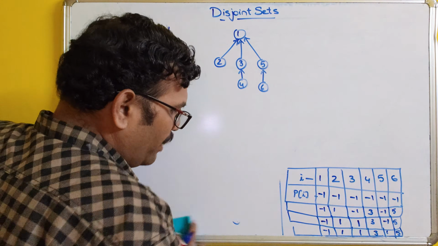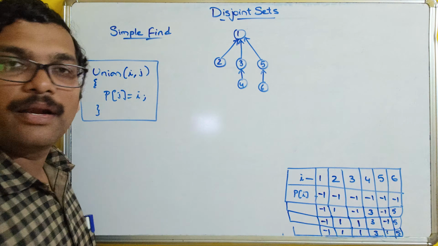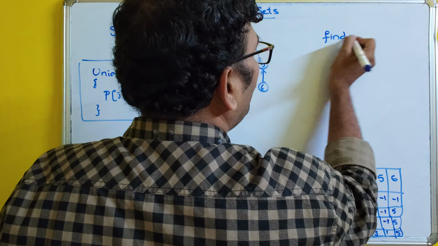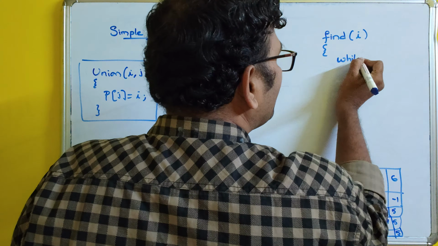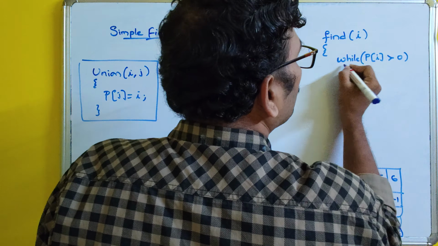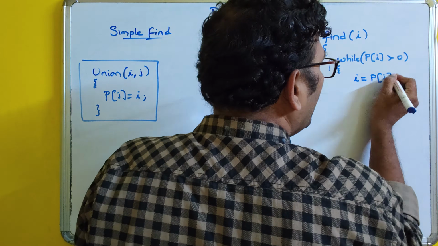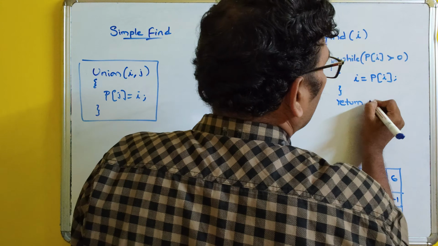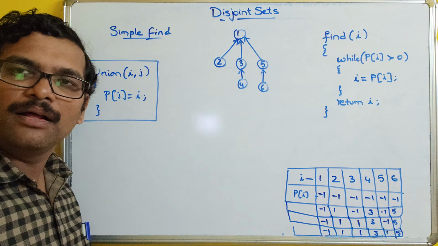So what we have to do? We have to find the element from this particular table. The algorithm for this is find of I. We need to find I, and we repeat the steps while the parent of I is greater than 0. We set I to the parent of I, and finally we return the I value. So this is a simple algorithm for find.